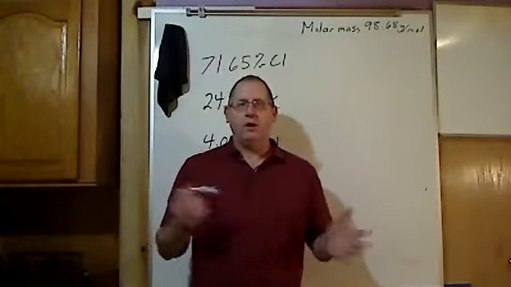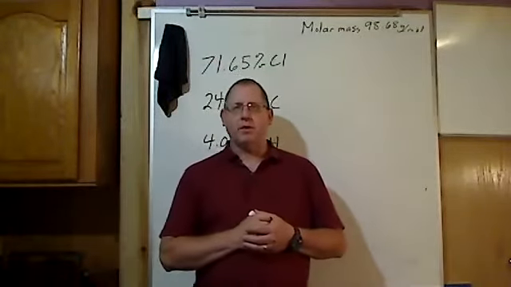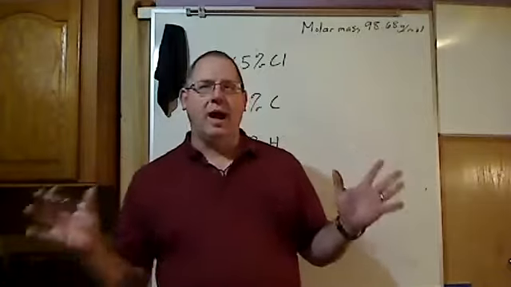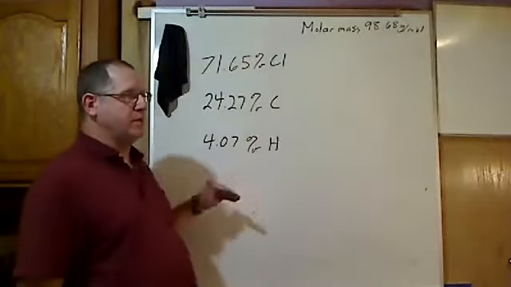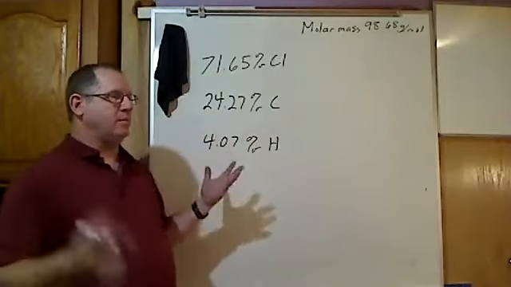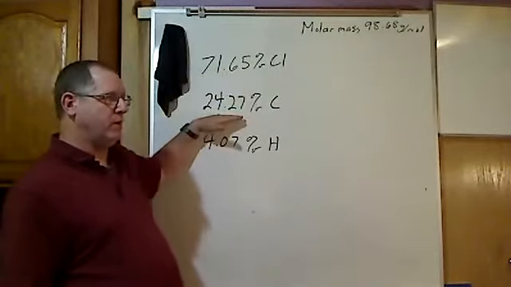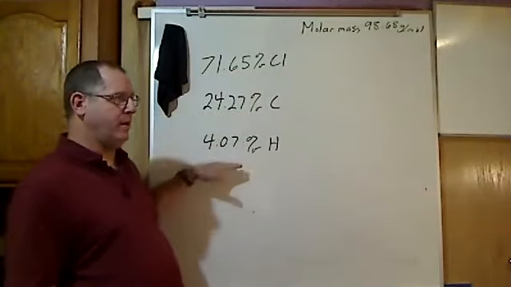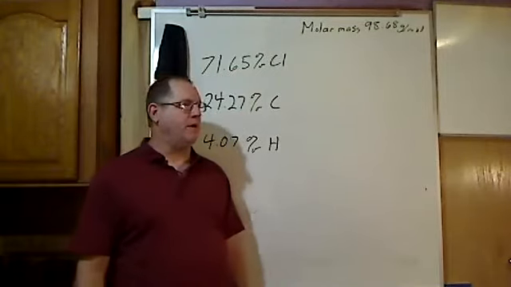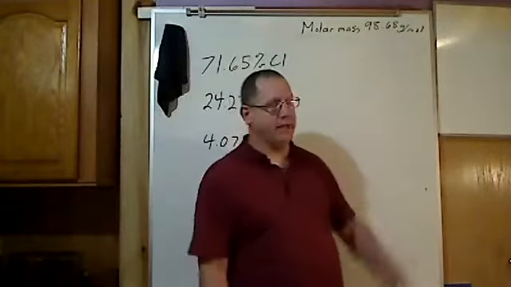Okay, we are going to review how to calculate an empirical formula right now. On the board, I have a particular set of data. We have a certain substance that has 71.65% chlorine, 24.27% carbon, and 4.07% hydrogen. Its molar mass is 98.68.